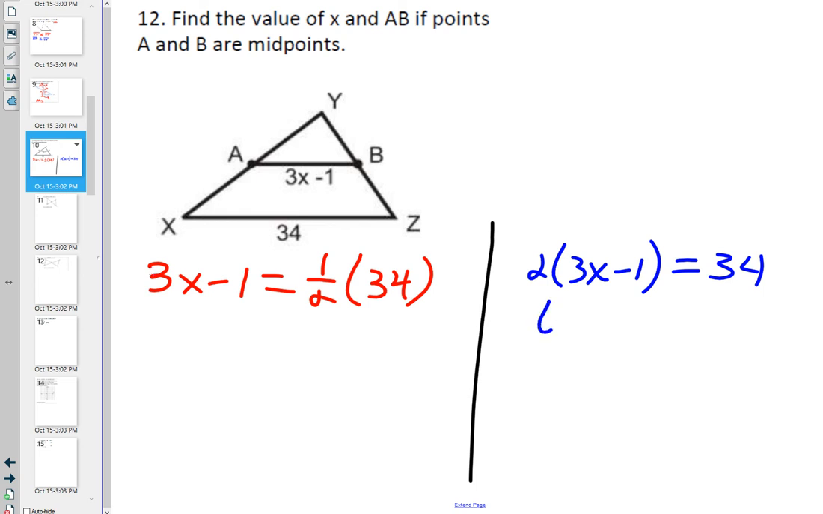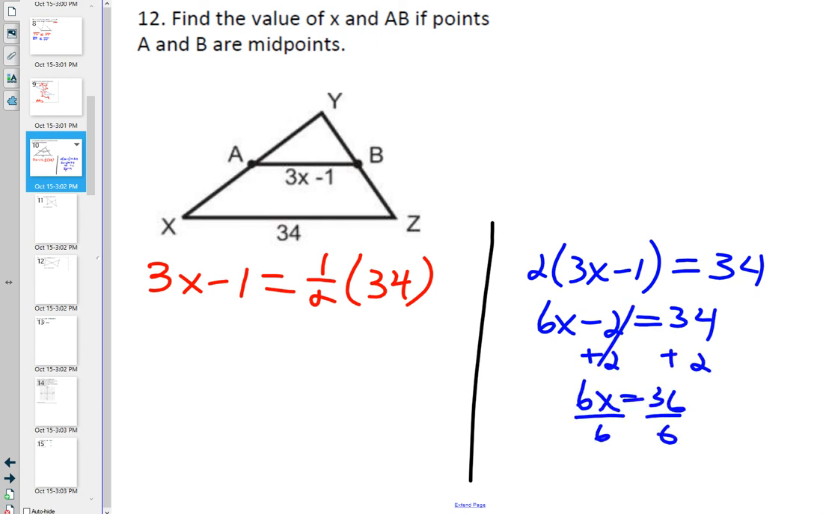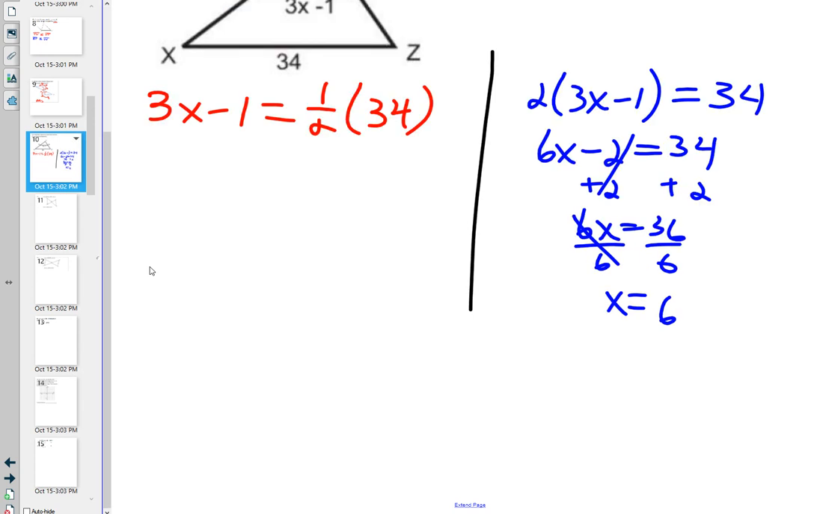You could just divide by 2 if you wanted to, but I would guess most of you would probably distribute. So 6x minus 2 is equal to 34, plus 2 plus 2, 6x equals 36. Divide by 6, x equals 6. But now we have to see what they wanted. They wanted both x and AB. So now that I know x is 6, AB would just be 3 times 6 minus 1.